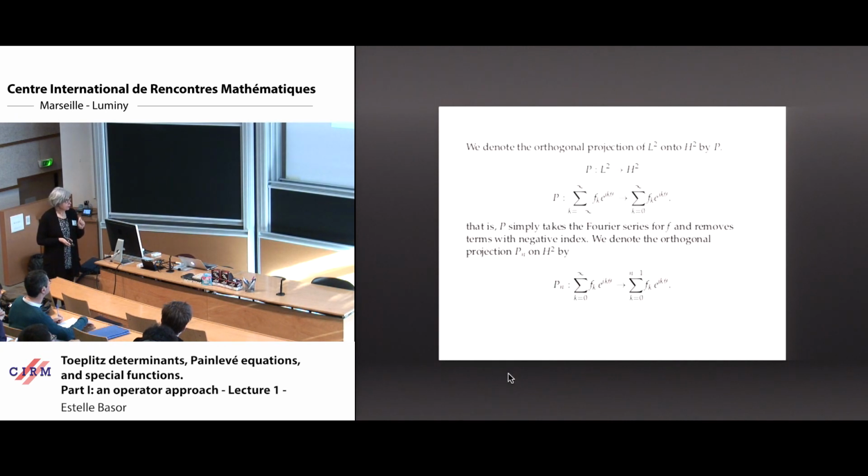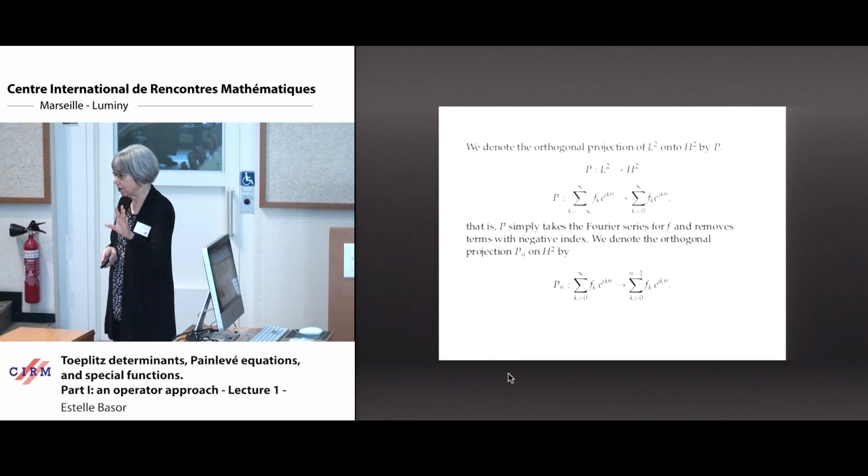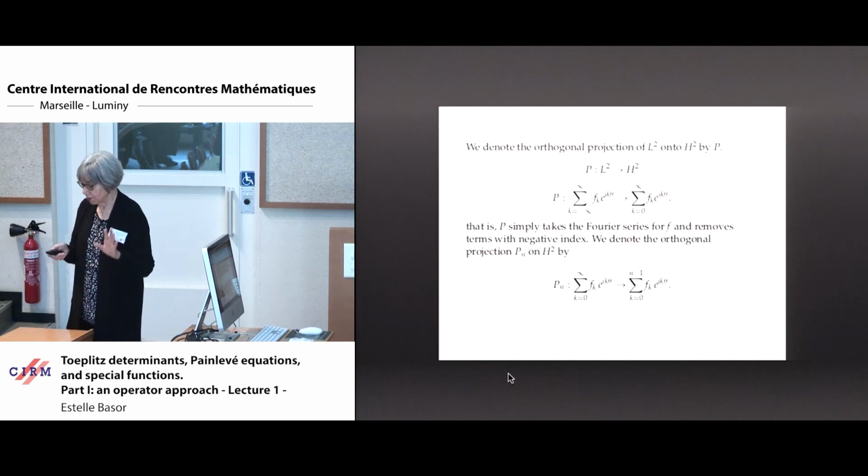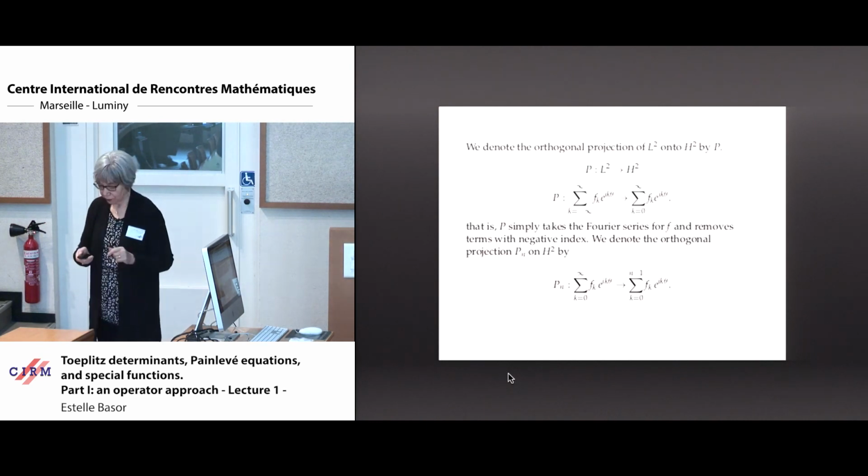And we're also going to think about a P sub n, which takes the series in H2 and projects to just the first n Fourier coefficients, so it just chops everything off. So these projections we'll use all the time to set things up.